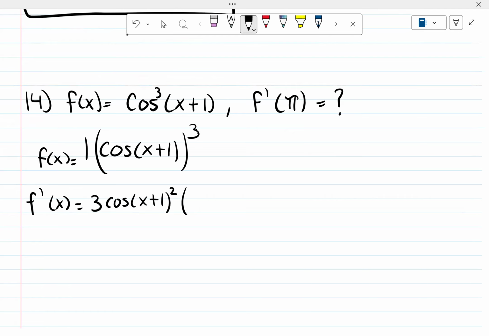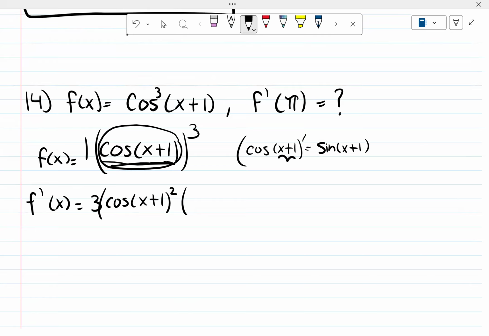And then this is like your u. So you got to take the derivative of this whole thing. So what is the derivative of cosine of x plus 1? It's like trig and chain rule, right? So the derivative of cosine is sin. And then you take the derivative of x plus 1, which is 1. So when you put it all together, you get sin of x plus 1.